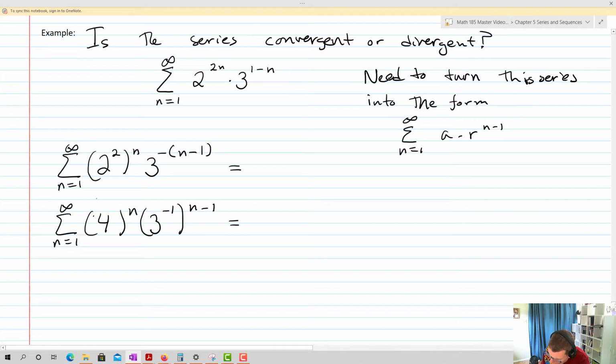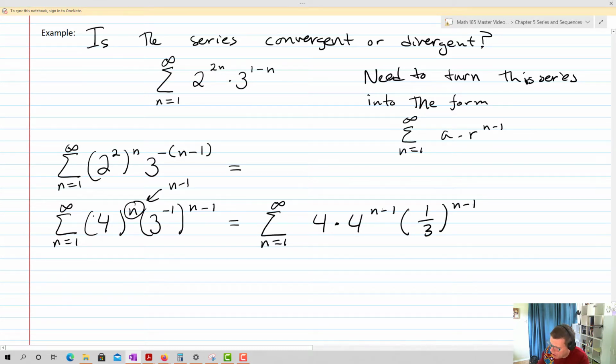Now, one of the other things I want to notice is that this needs to go into an n minus 1 term. I need to turn that into an n minus 1. How I'm going to do that is rewrite this as the sum n equals 1 up to infinity of 4 times 4 to the n minus 1, and then this will be times 1/3 to the n minus 1. Now all of my powers are in terms of n minus 1, which is our goal when we're trying to transform this series into something where we can use the geometric series.